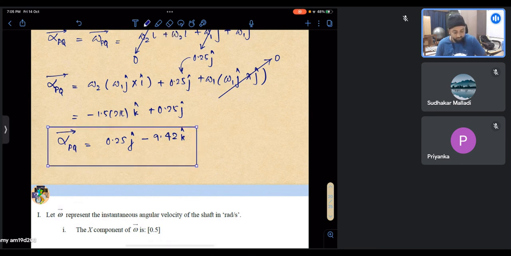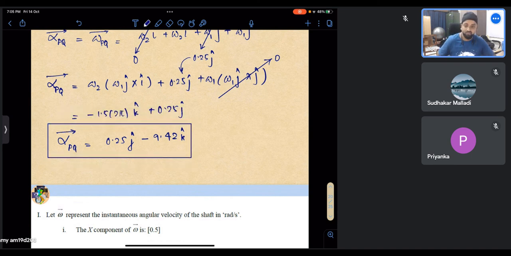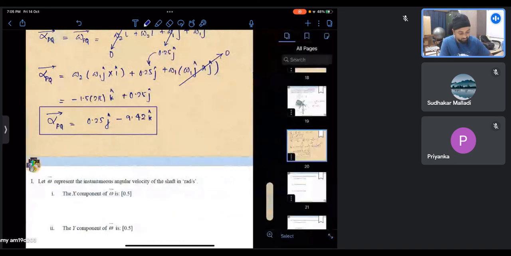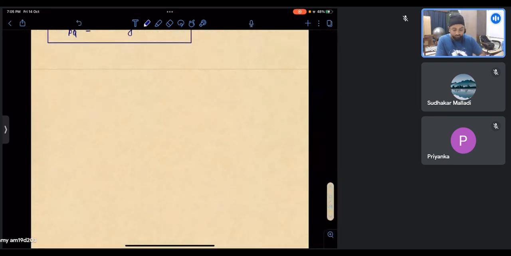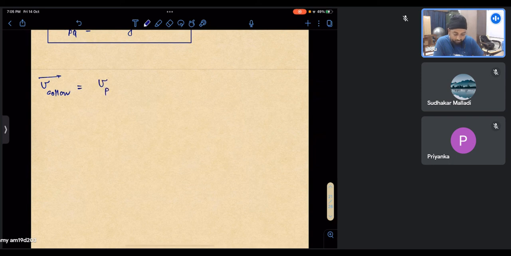And we have been given the relative quantities. So essentially it is the same procedure we need to follow. So if we were to write the velocity of the collar, the absolute velocity of the collar will be the absolute velocity of point P, then we have our omega PQ cross R of collar with respect to P, plus our VREL.